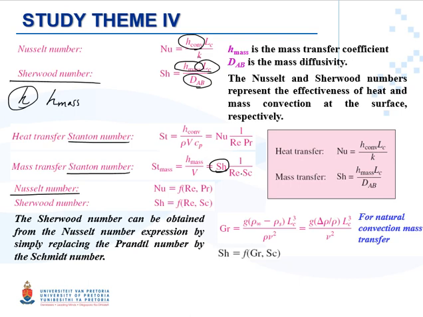Nusselt number was a function of Reynolds and Prandtl. If you remember, the majority of those correlations or semi-empirical correlations had one constant, Reynolds to the power of something multiplied by Prandtl to the power of something. We are expecting to see a similar trend. So the Sherwood number will be a function of Reynolds and Schmidt. So we are expecting that correlations for Sherwood number be constant, Reynolds to the power of something, Schmidt to the power of something. Okay.